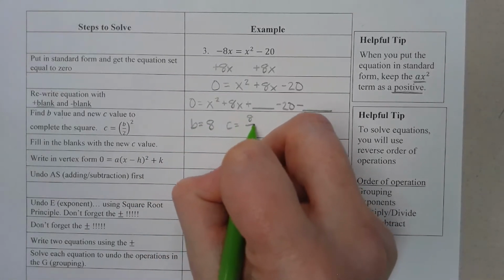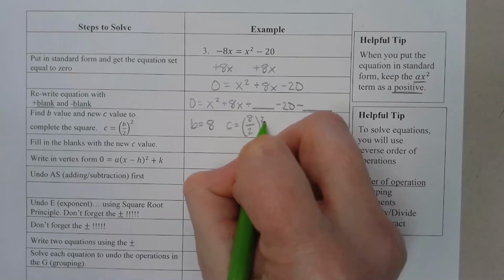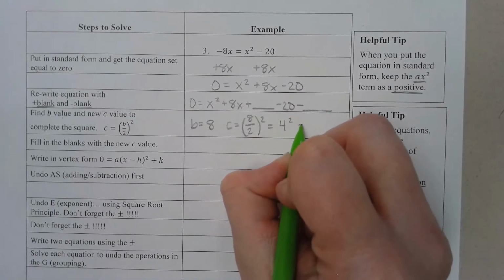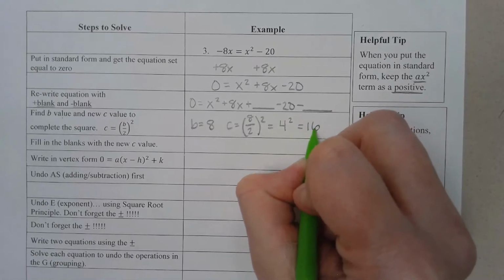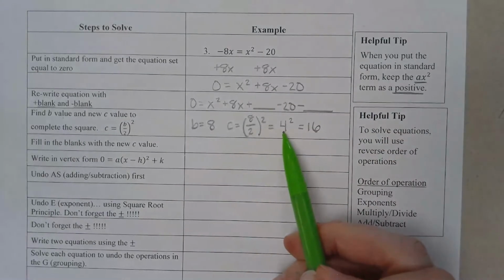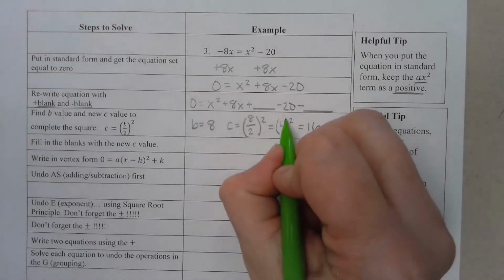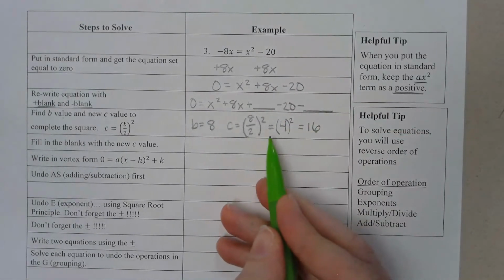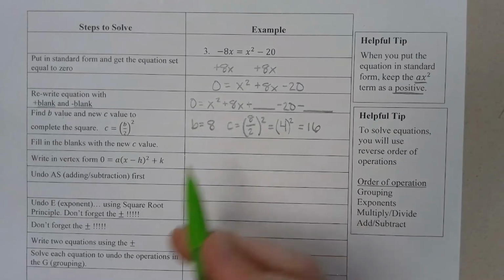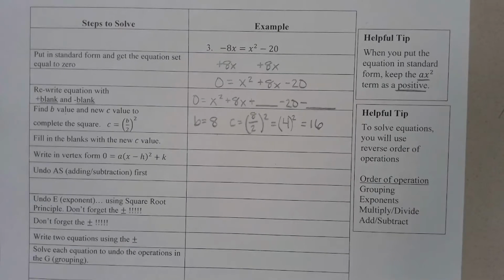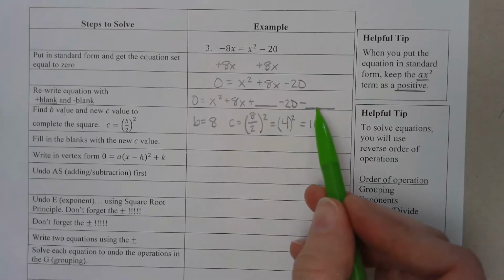You'll take that 8 and divide it by 2 and square it to find your new c value. So 8 divided by 2 is 4, and 4 squared is 16. And really, I always recommend keeping that in parentheses. It doesn't really matter for this problem because it's positive, but definitely get in the habit of always putting parentheses because you have to have it when it's negative. So that is the number that goes in the plus a blank and a minus a blank.